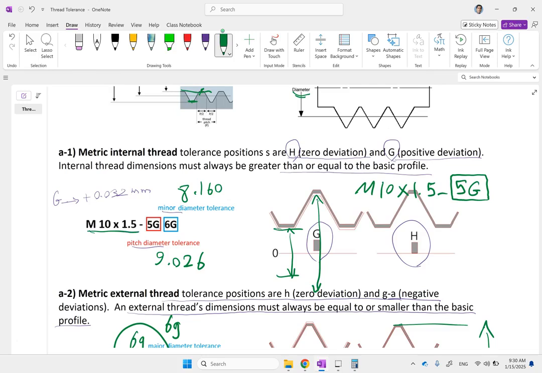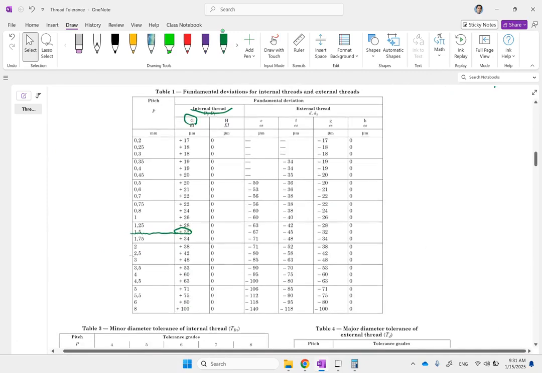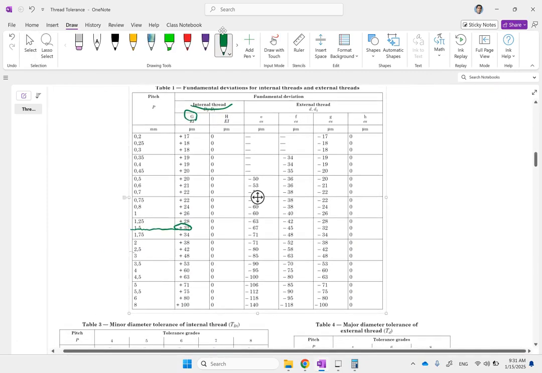Now, class G means each one of them should have 32 thousandths added to them because they are class G. Okay? Now, what does 5 and 6 mean? Let's go and see what 5 and 6 mean. So that was just class G. Right now, what we need to do is add a 32 offset to them. Remember that internal threads are always bigger than or equal. So we have to add this number to them, not subtract it. So that is for internals.